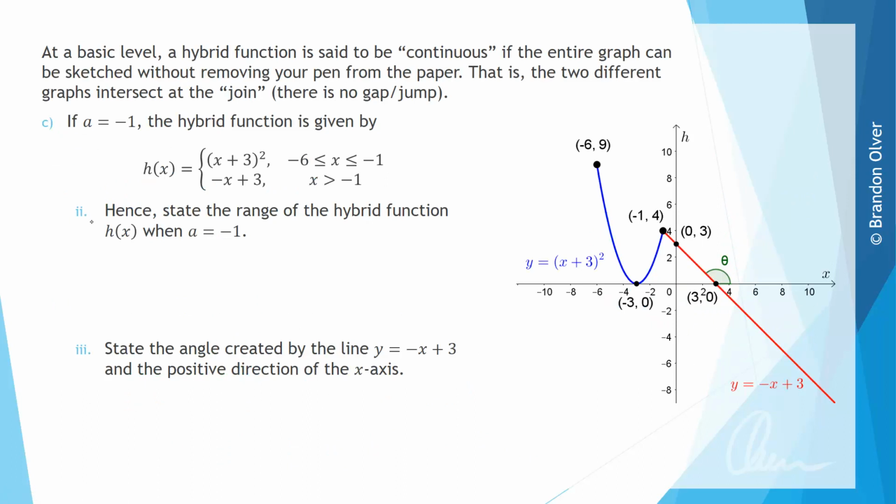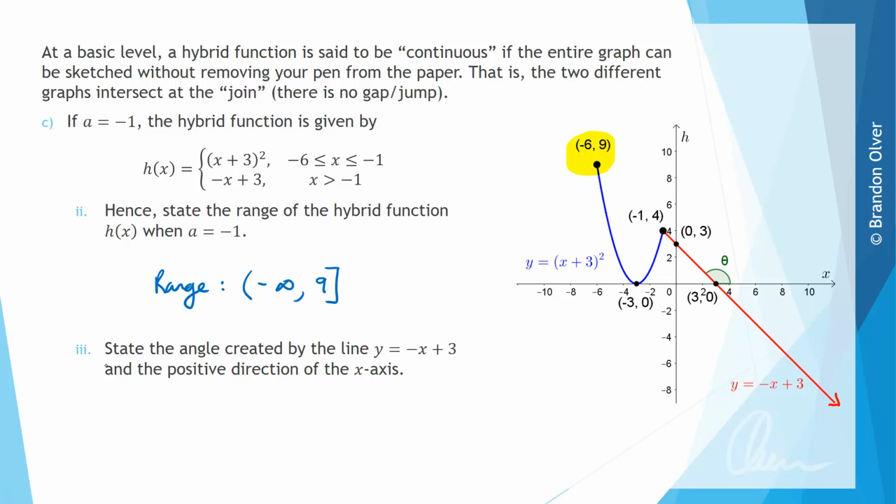So for part C, part 2, we want to hence state the range of the hybrid function when we considered a equaling -1. So the graph that we drew before has been reproduced using a computer, and we can see that the range has a smallest y value of -infinity, because that's what this graph in red would go on to approach, and the largest y value is at 9, and that has a square bracket, and that is due to this value up here at 9, which is included.